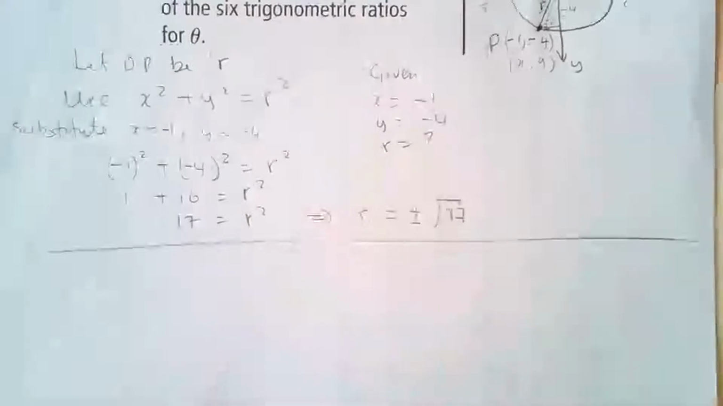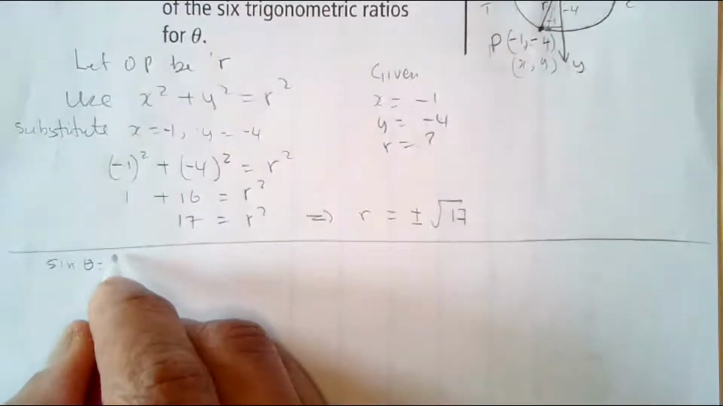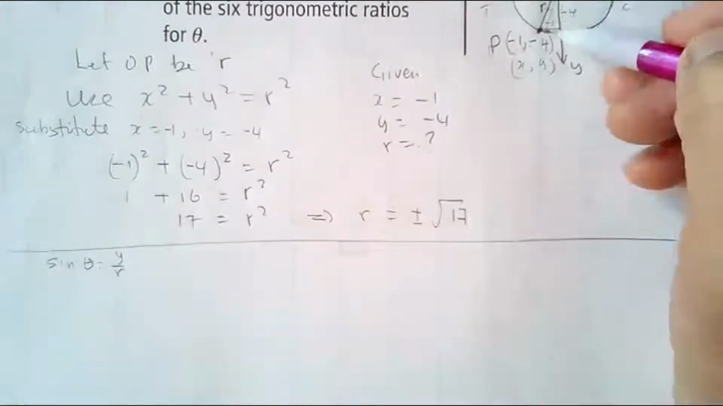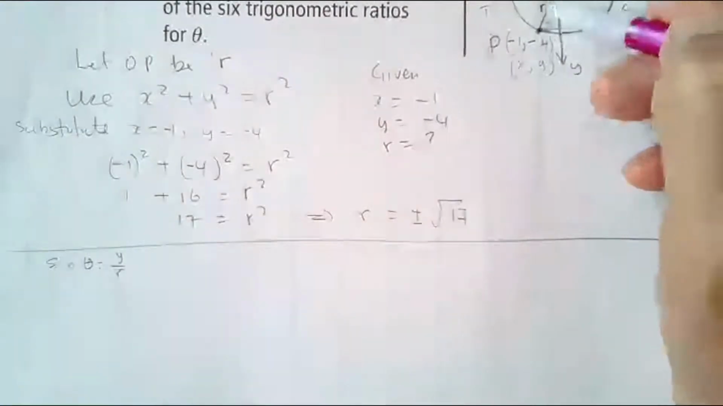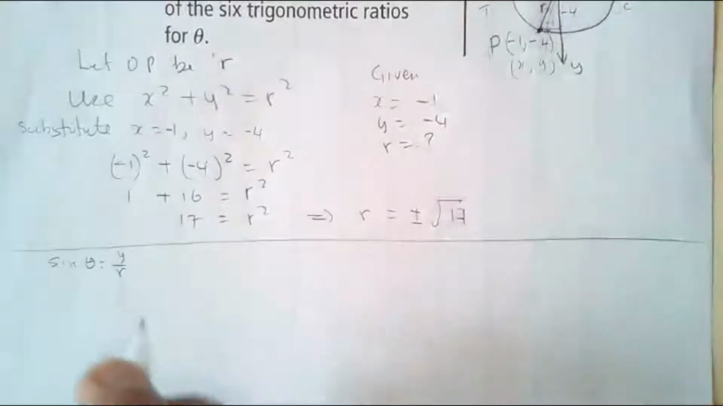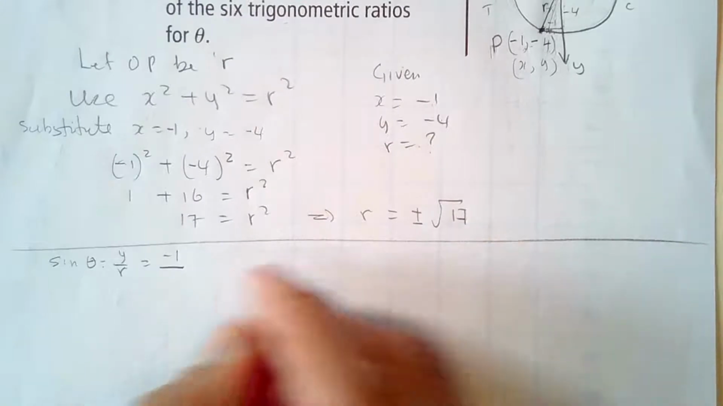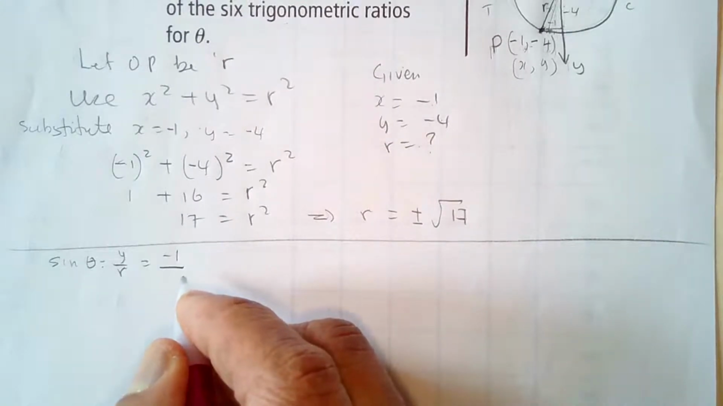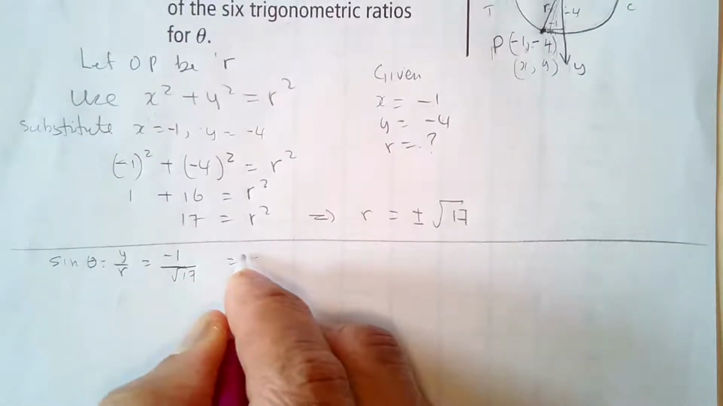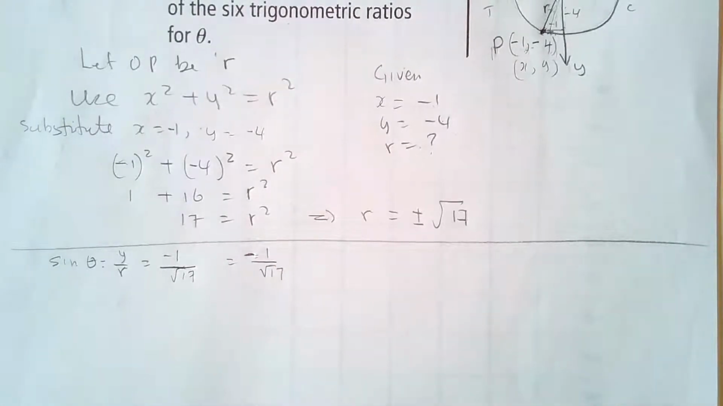Let's start with the first trig ratio. Sine theta, we know that's y over r. The sine is the opposite over the hypotenuse. If you look at the Pythagorean theorem, the opposite here is y, so -1. And r, in this case, we'll make that root 17. So sine theta is -1 over root 17.